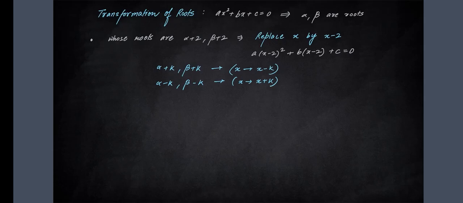So the next rule you can remember: let's say the new roots are k times alpha and k times beta. Then what do you have to do? We will replace x by x by k. If it is multiplied, then you will replace it by x by k.